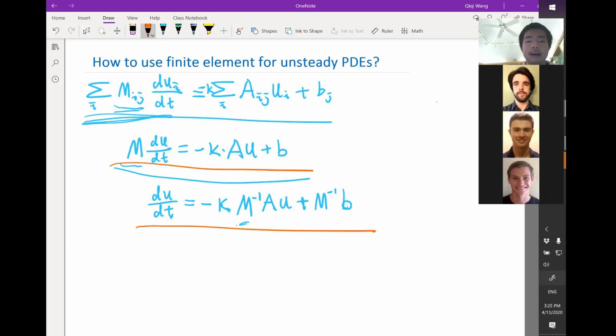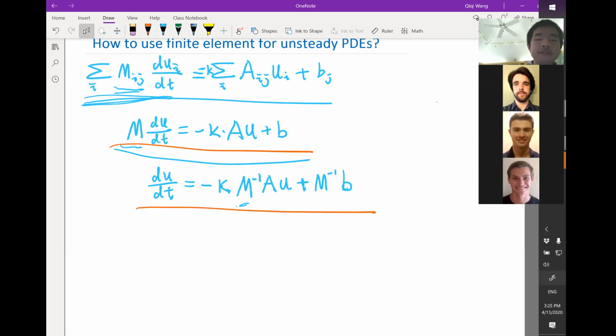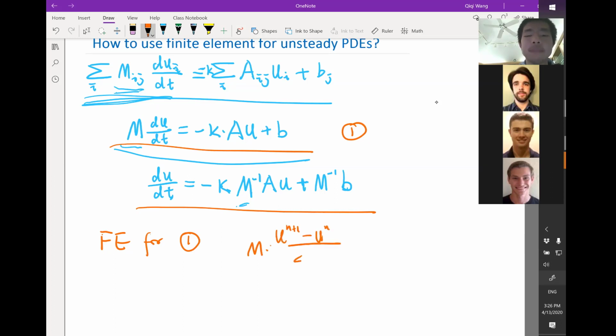And so let's take an example. If we use forward order to solve, let's look at equation 1. Forward order for equation 1, we would have M times (u^(n+1) minus u^n) divided by delta t equal to minus kappa times A u^n plus b.